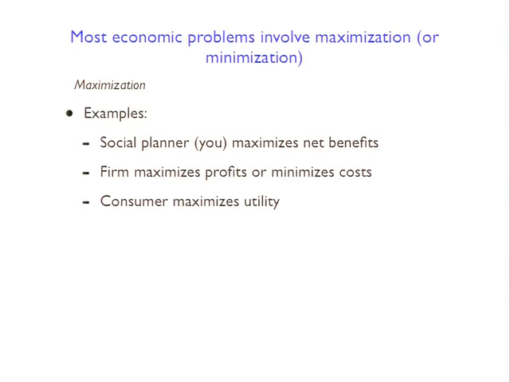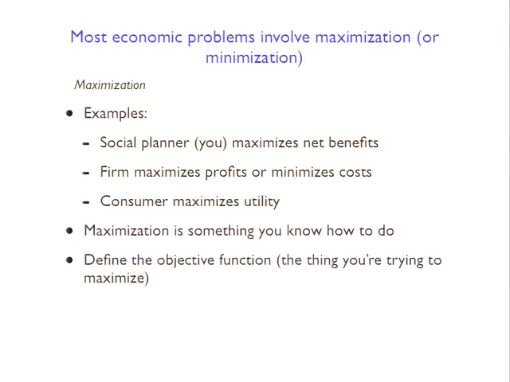And so maximization is something that you have to be able to know how to do in order to solve all of these problems. The most difficult part, to be honest, I think, is usually defining the objective function. So defining what it is that you're trying to maximize and being able to write that down in algebraic terms. Because once you've defined the objective function, then all you have to do is basically take a derivative with respect to the choice variable, which is the variable that either the social planner can control or the firm can control or the consumer gets to choose.